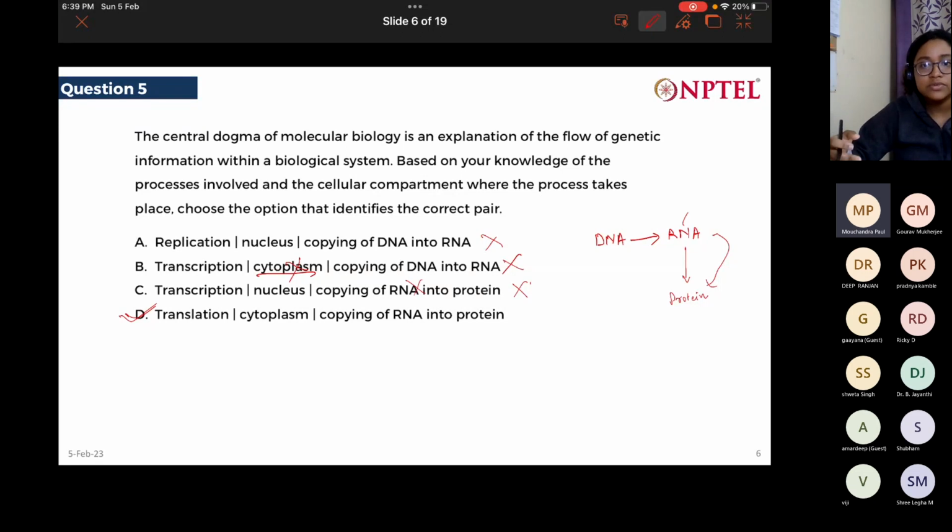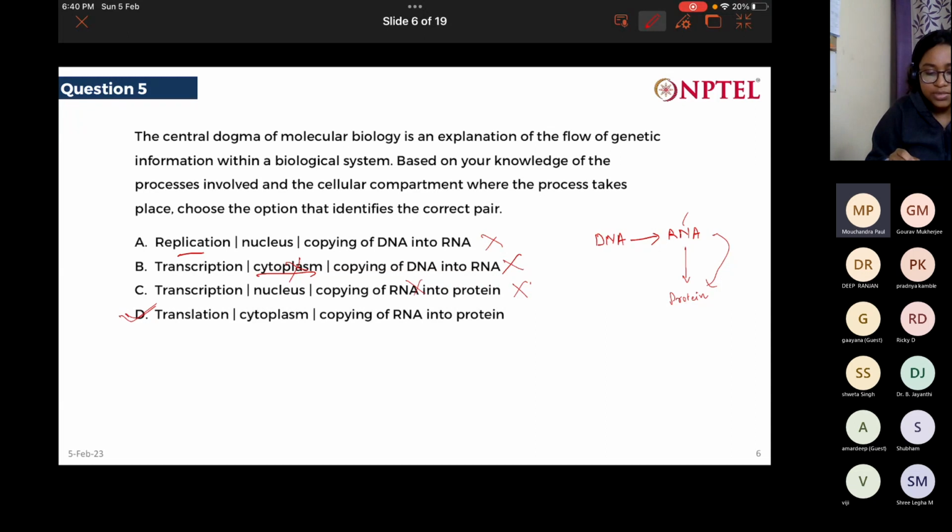Transcription is the formation of RNA, mRNA. This happens in the nucleus, but the mRNA, once it forms, goes to the cytoplasm, where there are ribosomes, and that facilitates the process of translation. So using this knowledge, we have to look at the options.